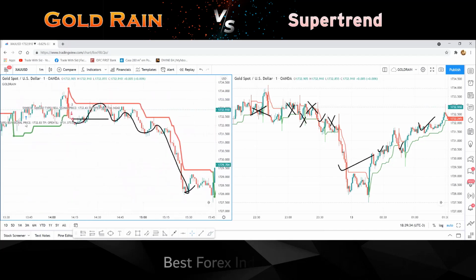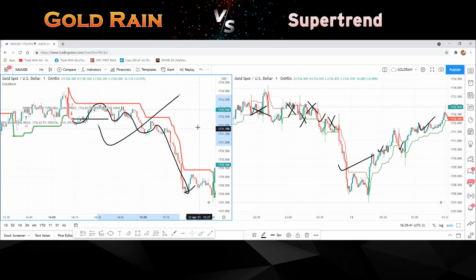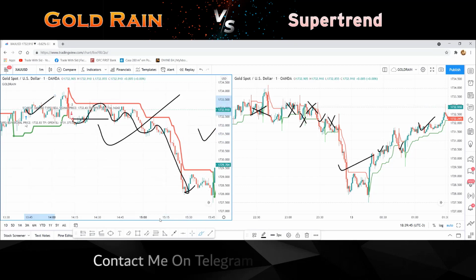Let's move forward and see more buy signals generated here. This one was deep ITM. The buy signal was deep ITM, a correct signal. Let's move forward.